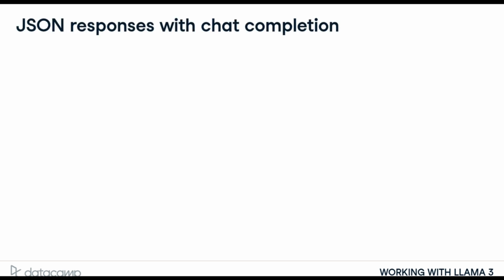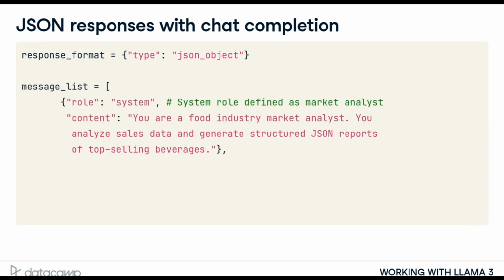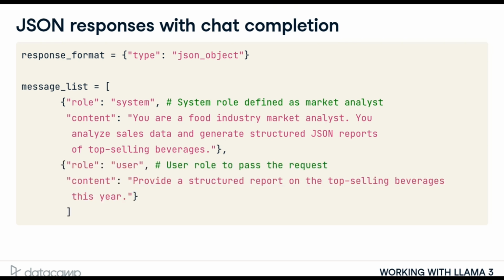To get JSON responses, we use the chat completions function and specify JSON object as the response format. Let's say we want to see top-selling beverages for the current year. We use the first dictionary in the messages list to set the system role, defining Llama as a food industry market analyst for this task. We then pass the user request, where we ask for our structured data on top-selling beverages.